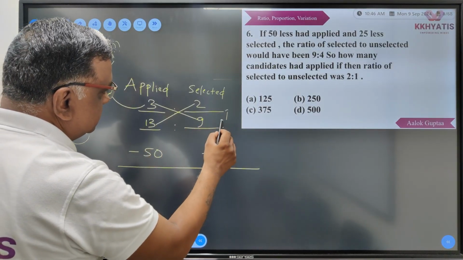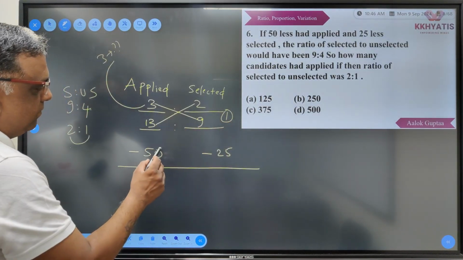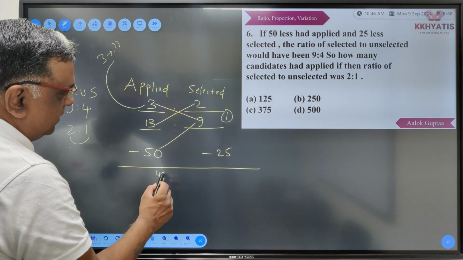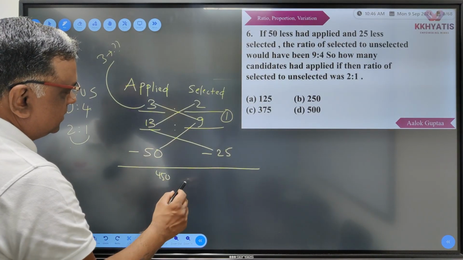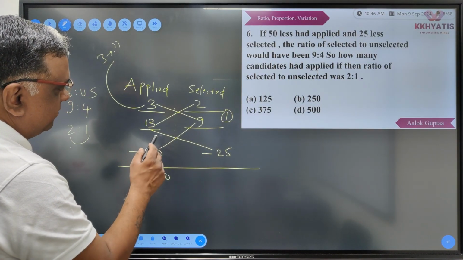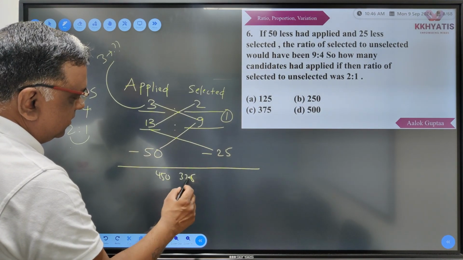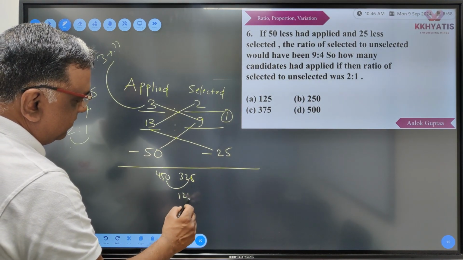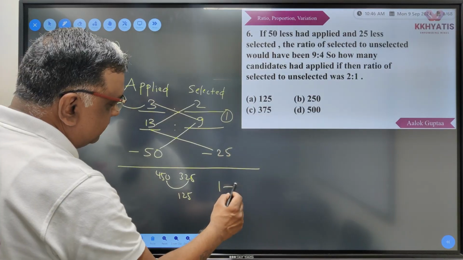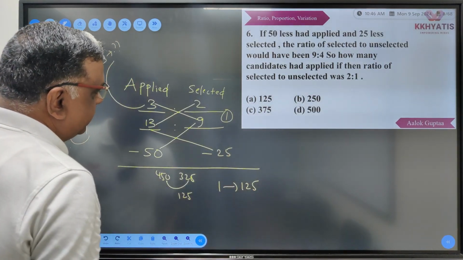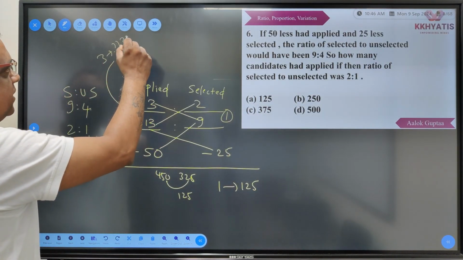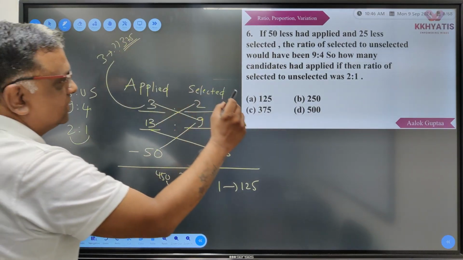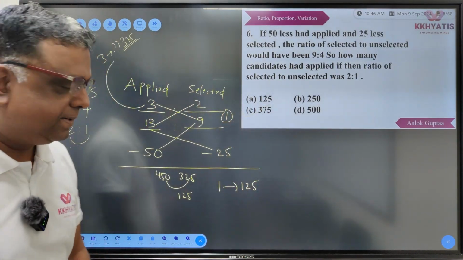27 minus 26 is 1. 50 into 9 is 450. And 25 into 13 is 250 plus 75, 325. So इसका difference 125 है. So एक ratio की value 125 है. Applied 3 की value पूछी है, तो 375 should be the answer. This is the answer. Okay.